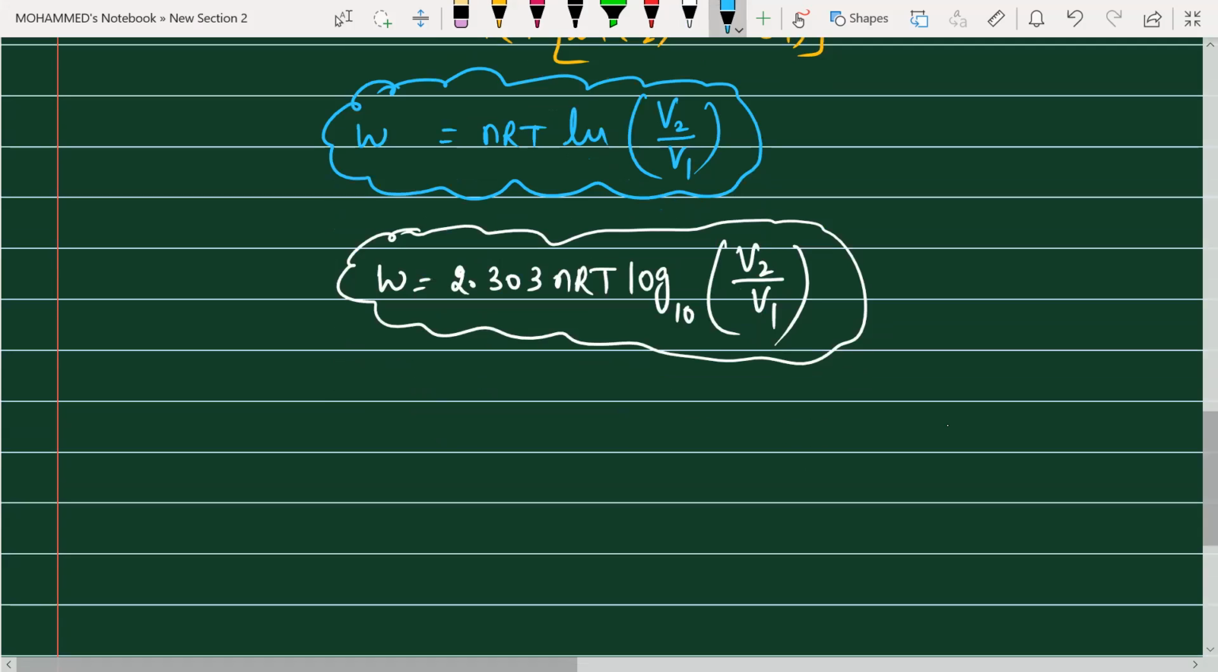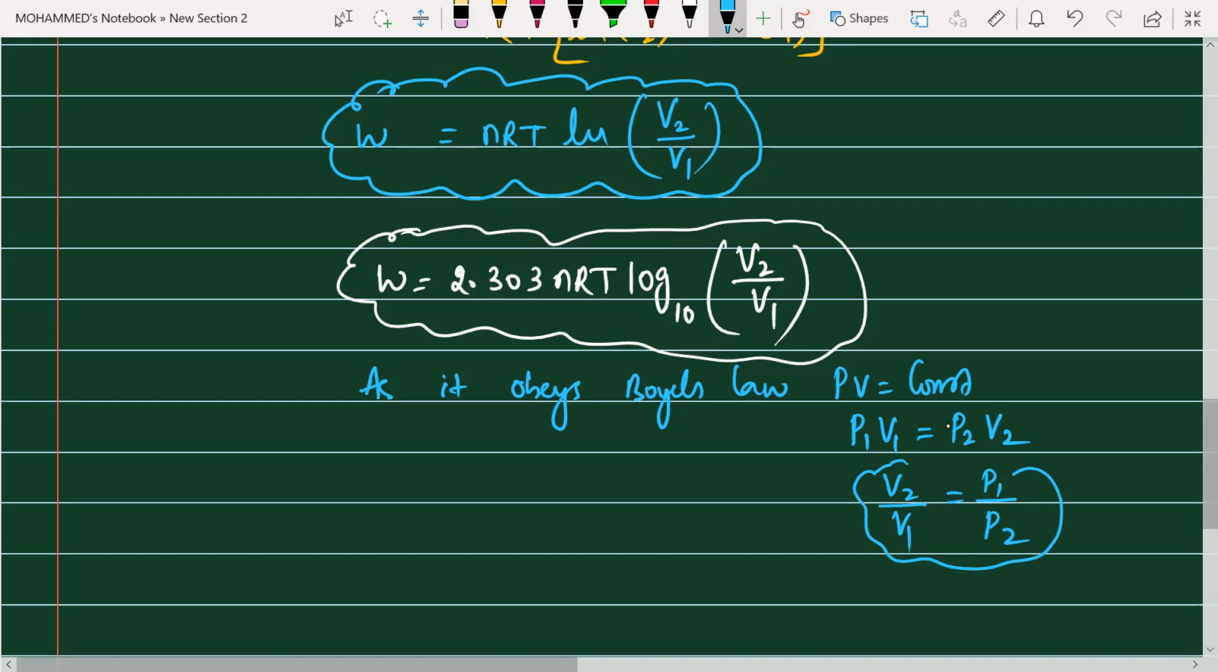Now, as temperature is constant, which law does it obey? It obeys Boyle's law: PV is equal to constant. That means P1 V1 will be equal to P2 V2. So V2 by V1 can also be written as P1 by P2.